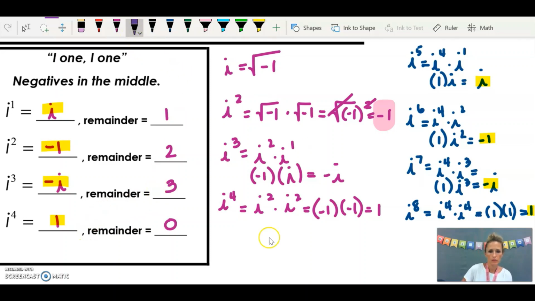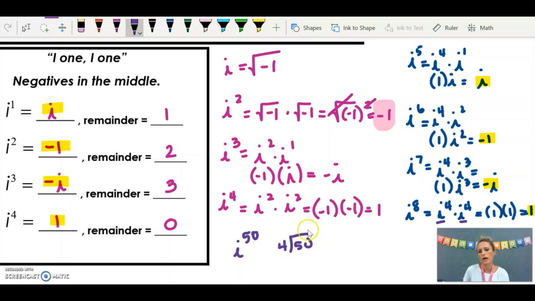If I want to simplify, let's say, i to the 50th, then what I'm going to do is take that exponent and divide it by 4, because that's how many powers of 4 I could get out of this total exponent. So I'm going to divide 50 by 4.